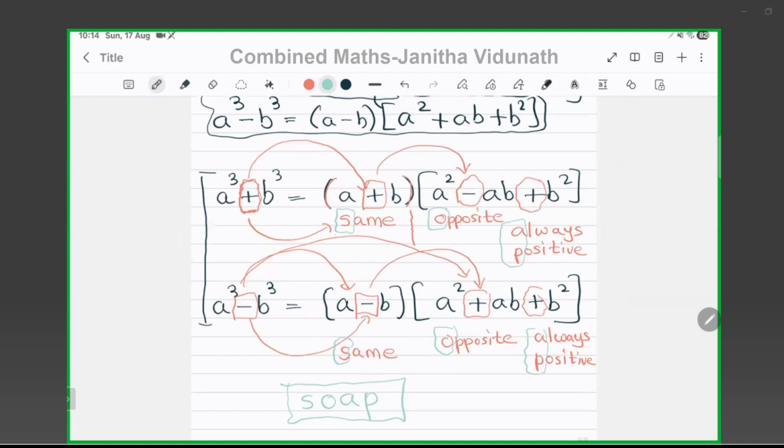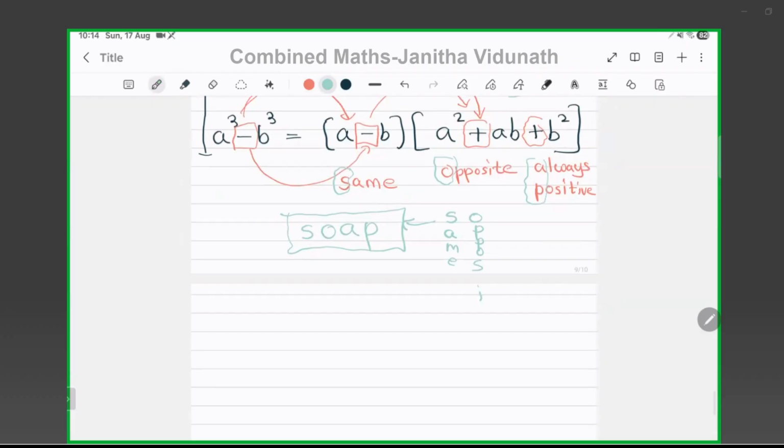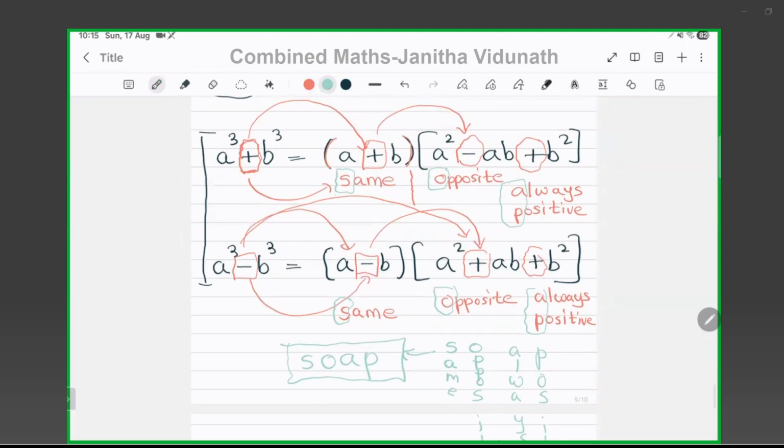The terms behind this are same, and opposite, and always positive. I think this shortcut method will help many students because in their O levels sometimes they can't remember the actual signs between those terms.